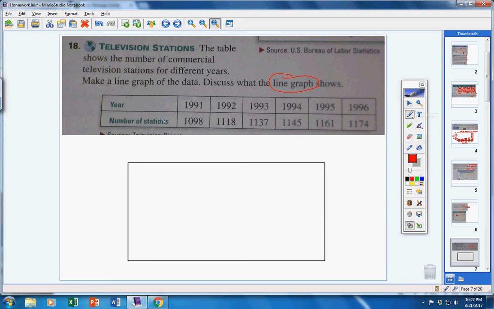Alright, so let's see, number of stations. Well, first of all, it's the number of commercial television stations for different years, okay? So we start at 1,098. That looks like my lowest, and it continues to increase to 1,174. So to be honest with you, I really could go in tens. I could start at 1,090, and then 1,100. I'd have to bring that down a little bit to make everything fit.